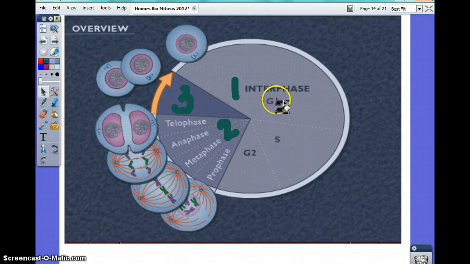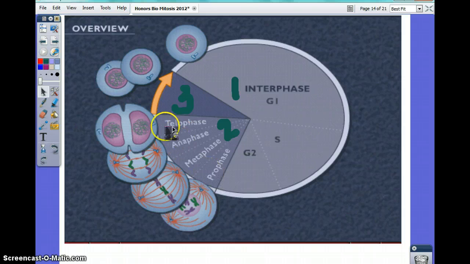Interphase has three parts. G1, where the cell grows and organelles replicate. The cell grows like double in its size to accommodate the extra organelles. S for the synthesis of DNA, or the making of DNA, and G2, basically more growth occurs and the cell prepares for division.